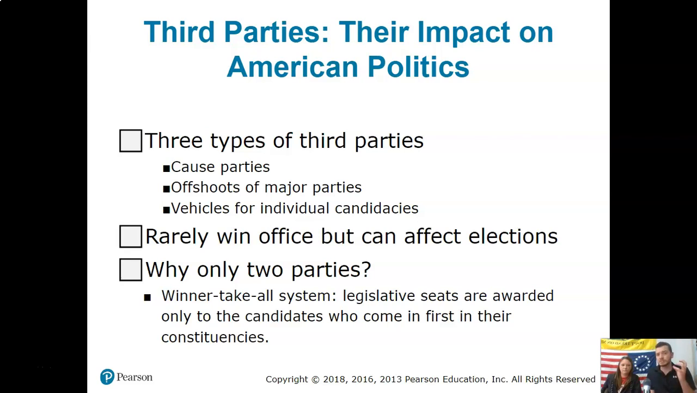Why only two parties? There's not actually a good reason. It just kind of got decided at some point that's how it was going to happen. Nothing in the Constitution about it. But now all states have determined, they actually have laws, and because they get to choose how elections are run, they have laws that state that they are going to divide their votes up accordingly. So that's it. Legislative seats are awarded only to the candidates who come in first in their constituencies.